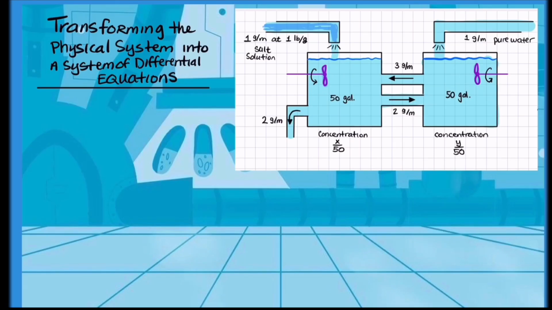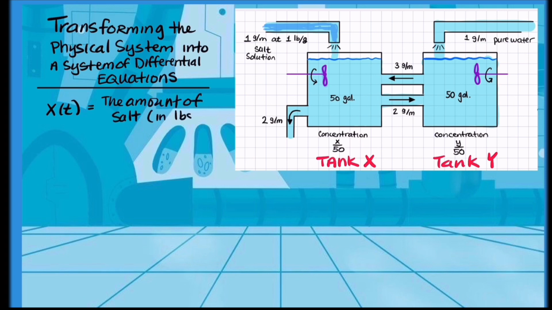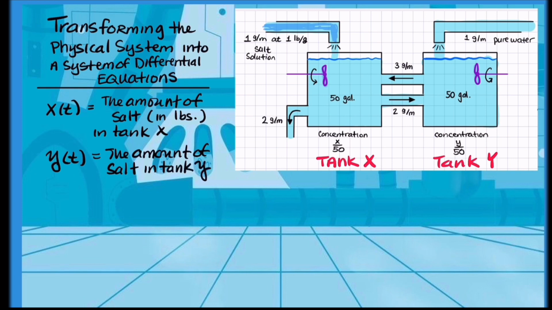With our setup, we're going to transform this physical system into a system of differential equations. On the left we have tank X, on the right tank Y. Concentrations being X out of 50, meaning pounds per gallon, and Y out of 50, pounds per gallon in each tank respectively. So we'll let X and Y be the amounts of salt in each tank given in pounds. And both of these are functions of time, X of t and Y of t. So that makes them a set of parametric equations.